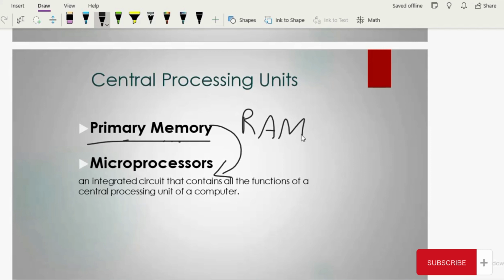Computers cannot manipulate the information without the help of the microprocessor. So it is an integrated circuit. It is a small chip that contains all the functions for the processing, which is used in the computers or your devices where you process the data.